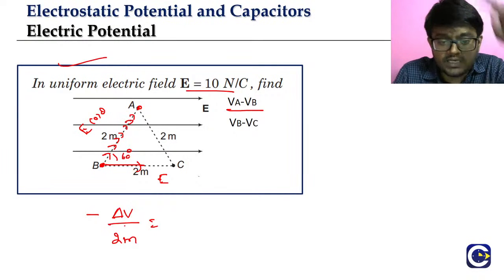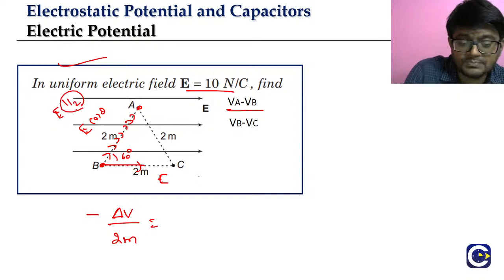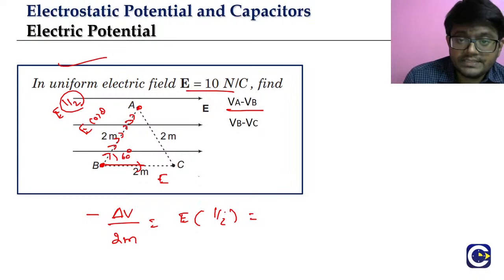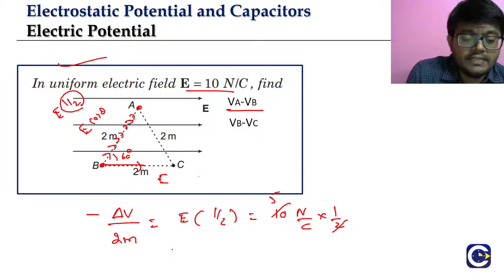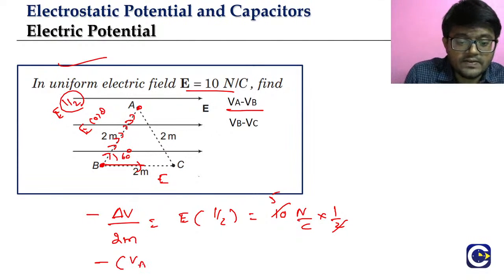So what is the component of this electric field in that direction? The BA direction, what is the component of the electric field? It is E cos theta, means E cos 60. What is cos 60? Half, which means the component of the electric field in that direction is E into cos 60, which is E into half. We have the E value, which is 10 Newton per coulomb into half, so that is 5. Look at this, minus delta V means, it's final minus initial. VA minus VB is equal to what?